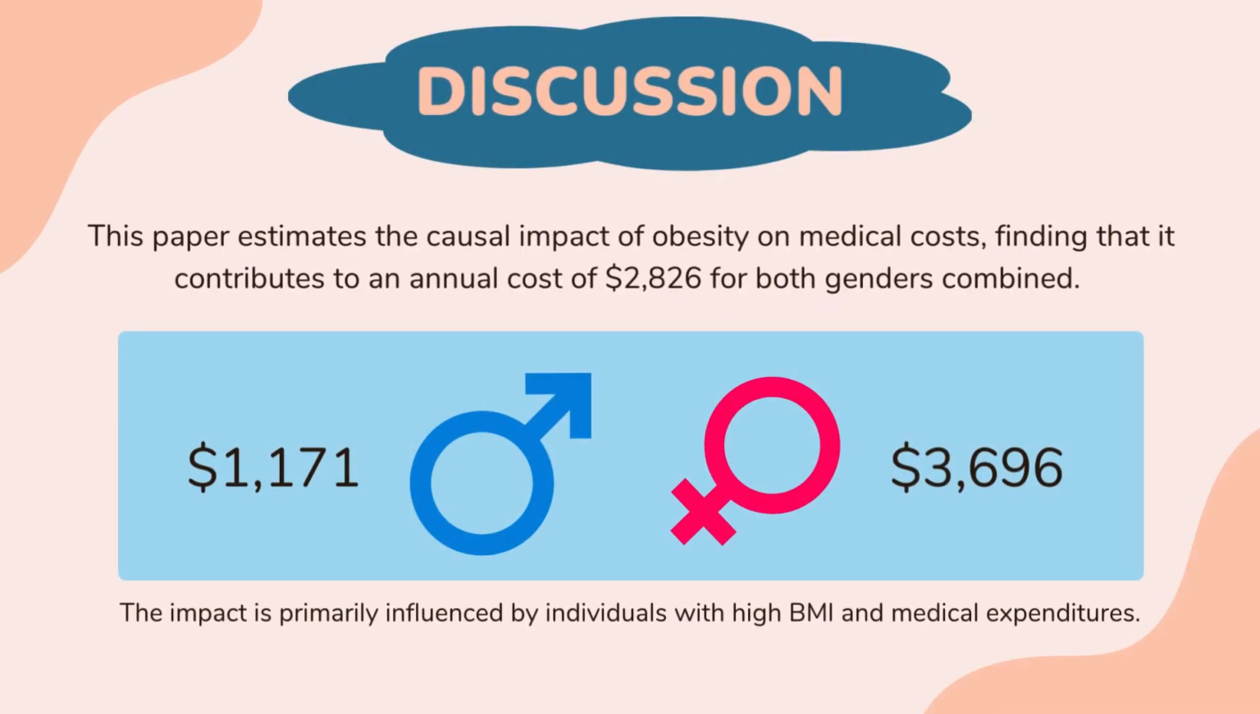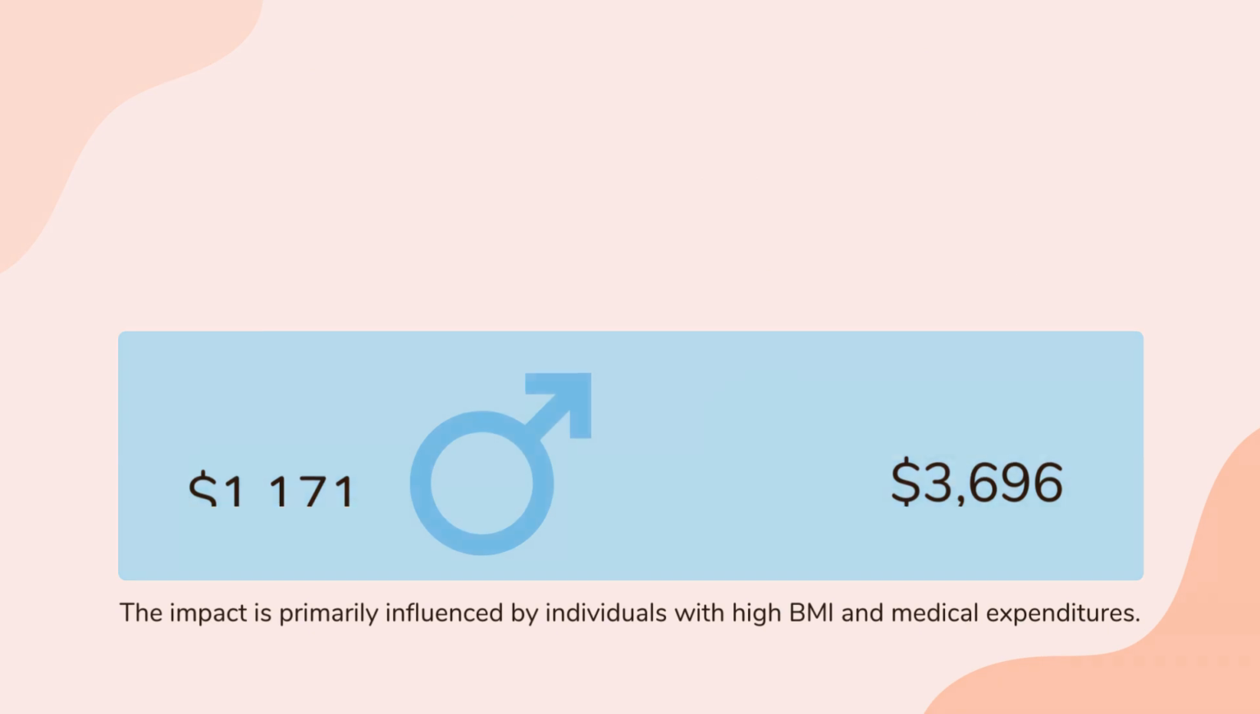Next, the discussion part. This paper gives the first estimate of how obesity affects medical costs. For both men and women, the impact is $2,826 on average, with $3,696 for women and $1,171 for men. And a few people with high BMI and medical costs mainly influence this average.